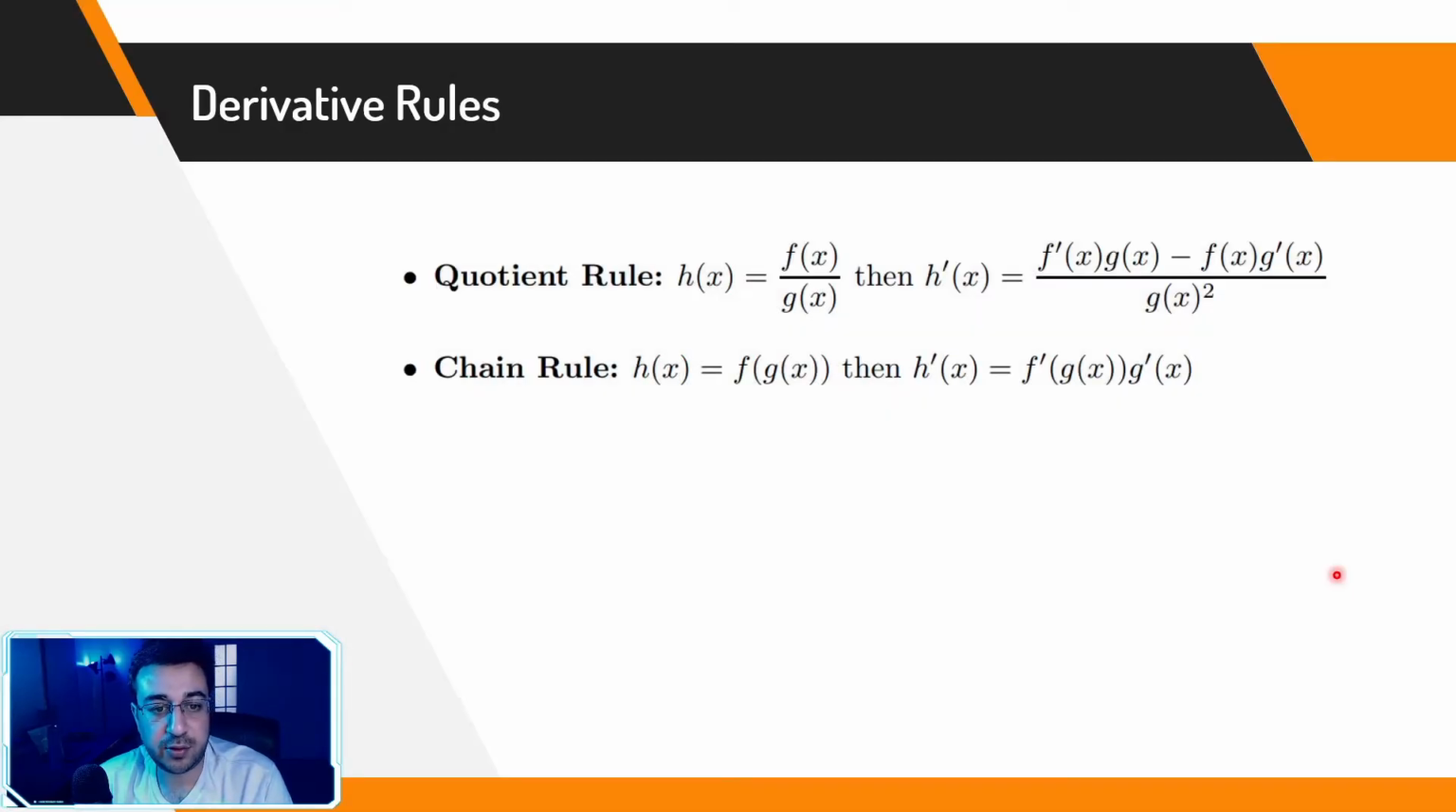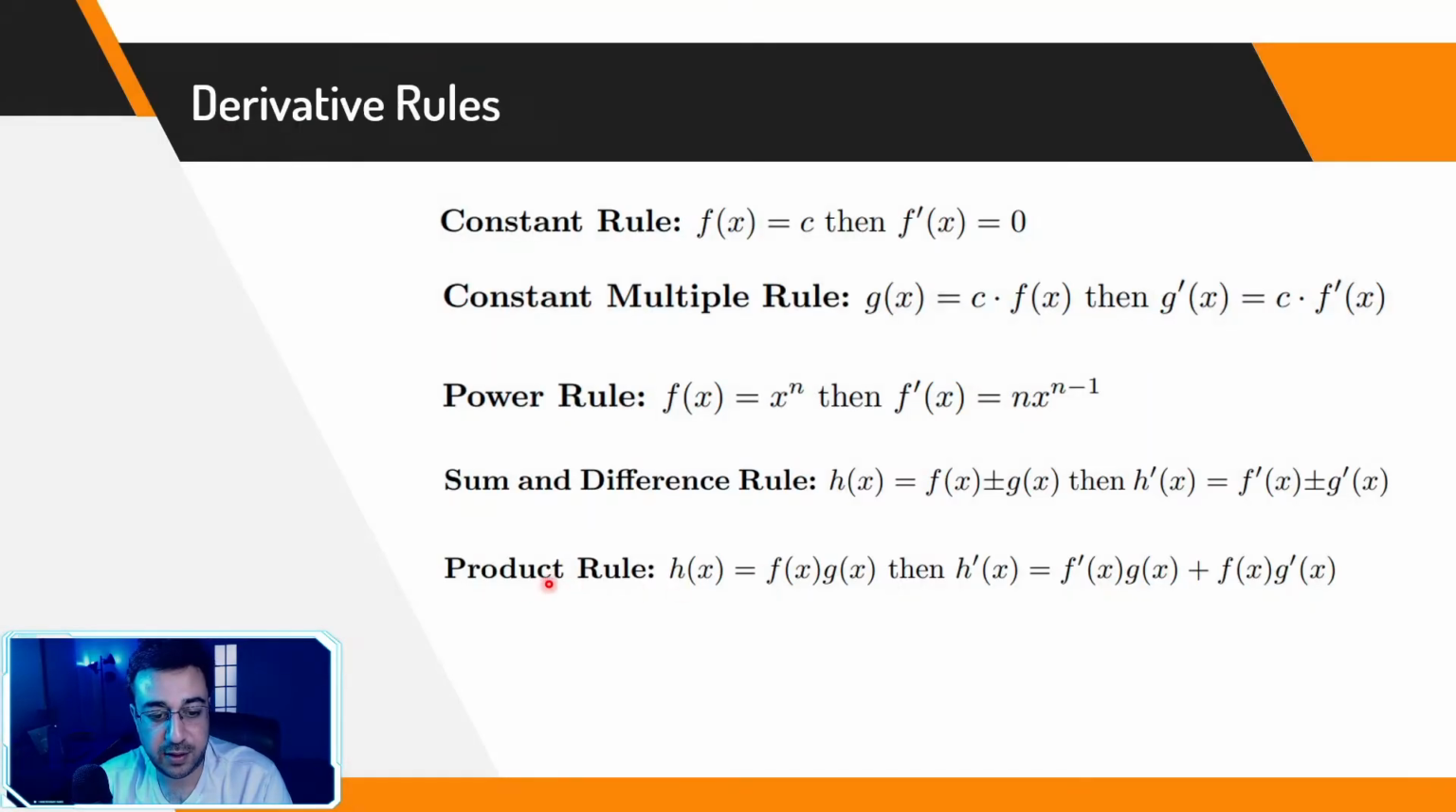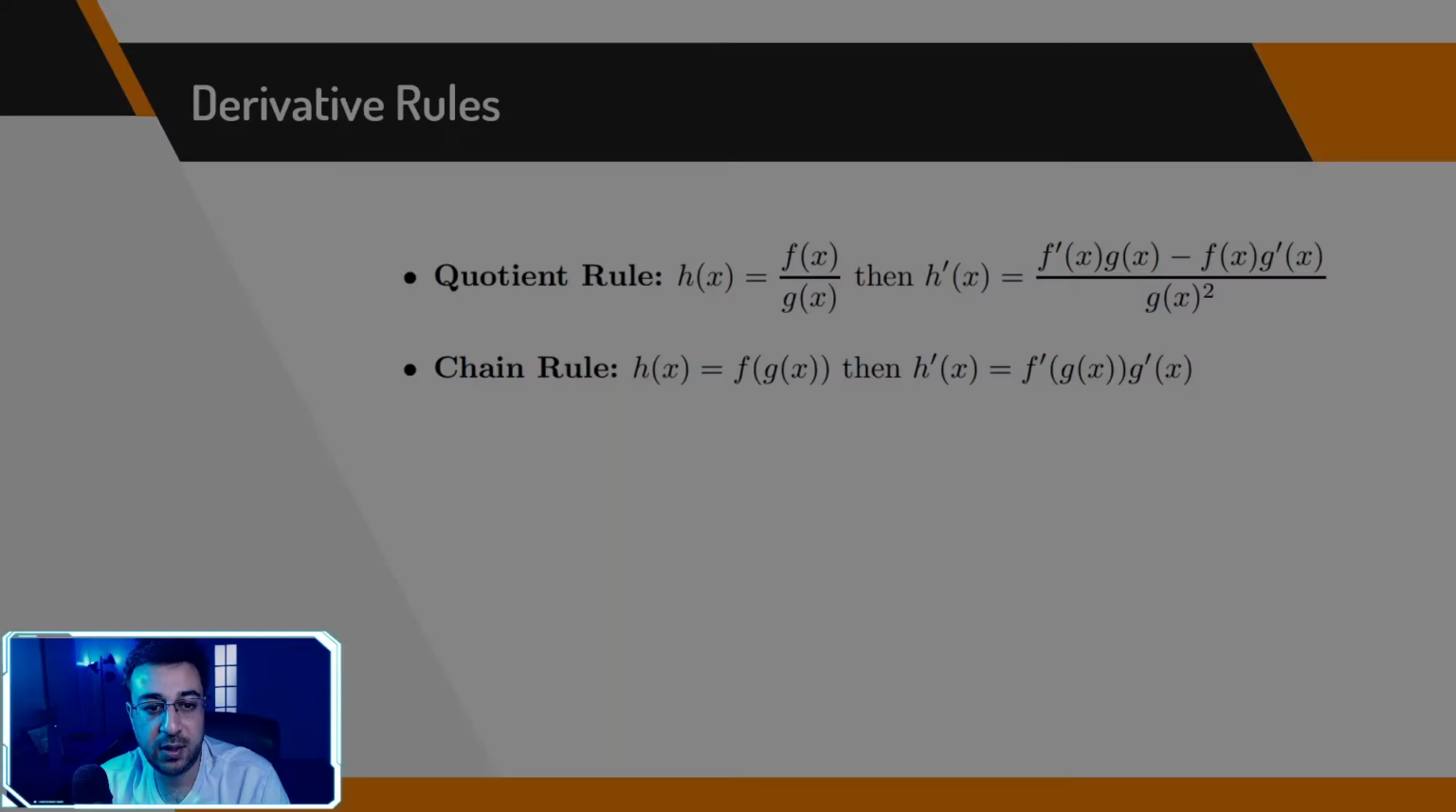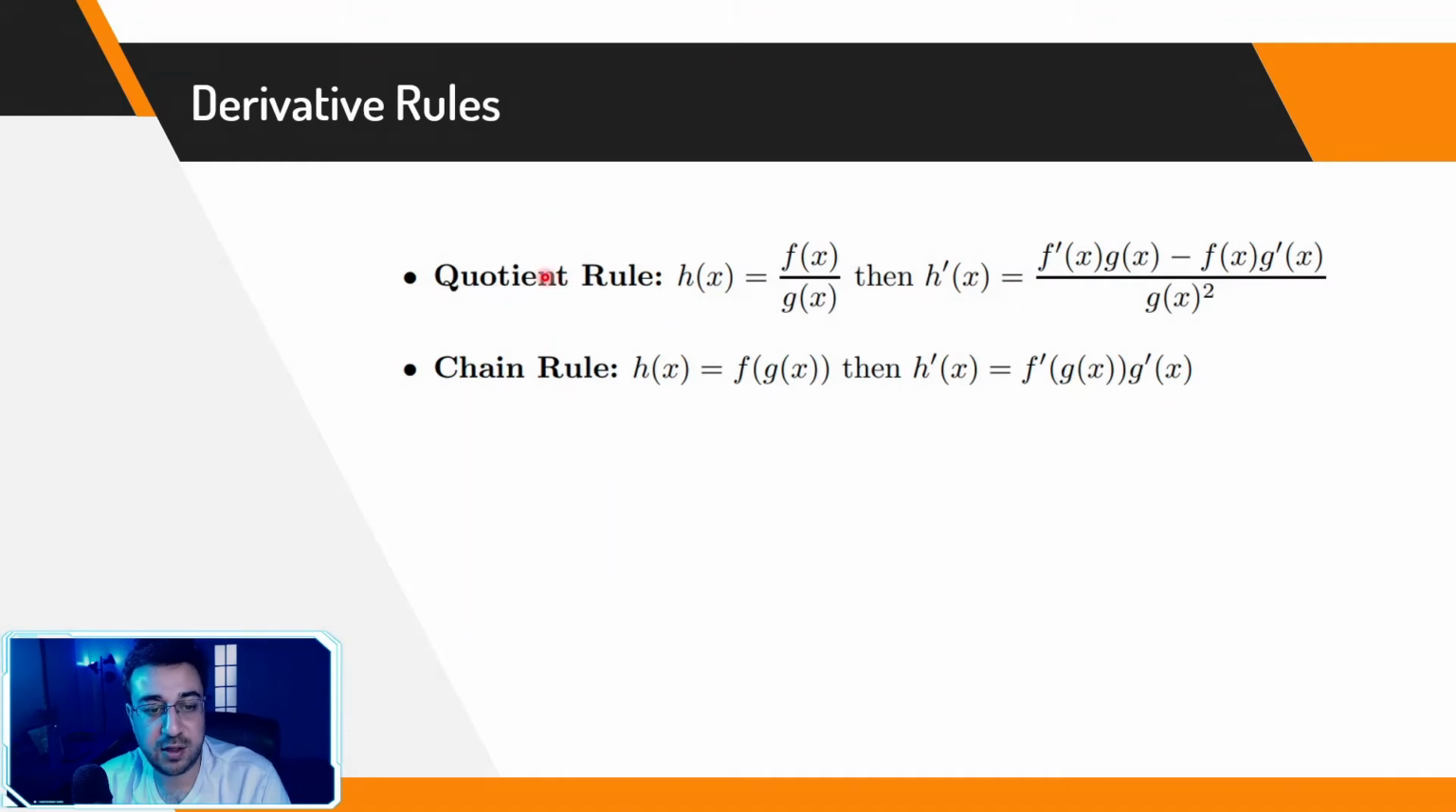Now the quotient rule, I call it the division rule. There's a product rule that we learned here when you have a multiplication. So you can call this a multiplication rule or a product rule. And there's a quotient rule, which is the division rule.